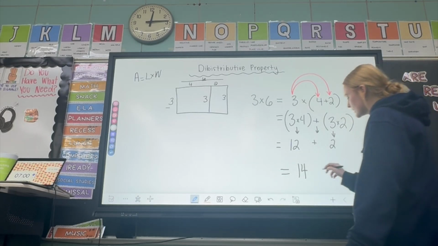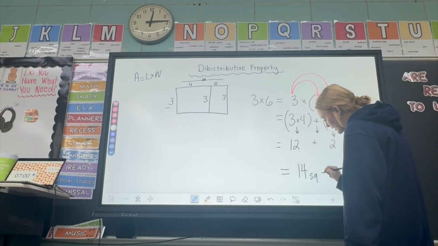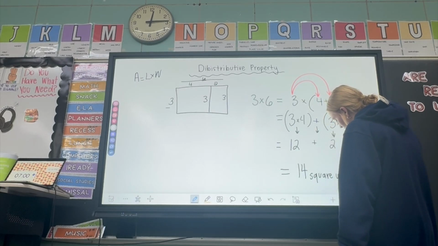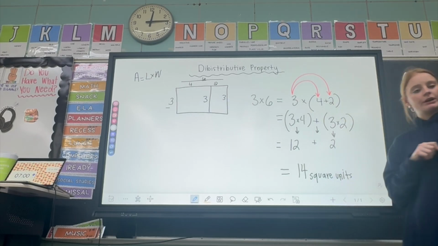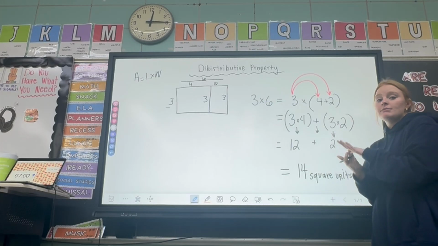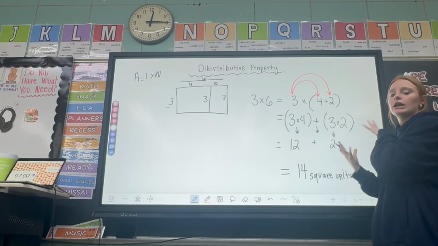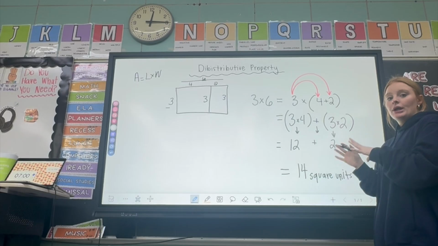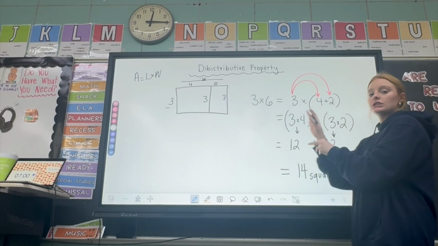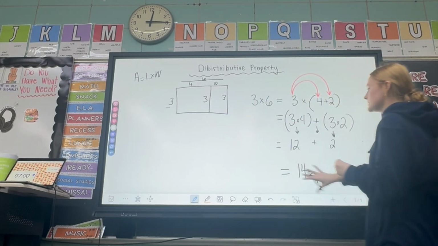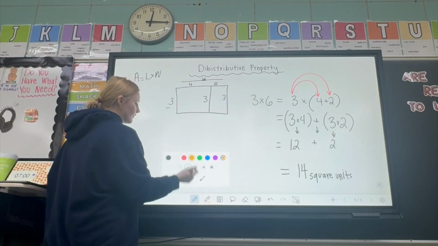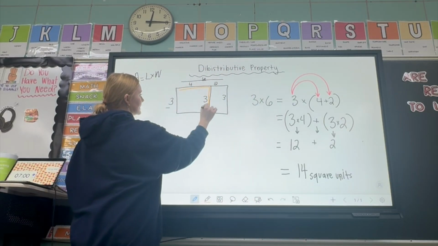With area, we're always going to say 14 square units if we're not told what it is. So I have 14 square units here. This is how I would solve it if it wanted me to show the distribution in equations. Now, you're going to need to know how to do this, but I'm also going to show you how this work equals this problem. So first, I'm going to find this area.